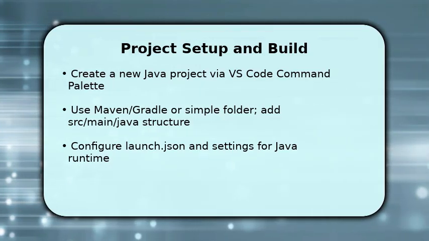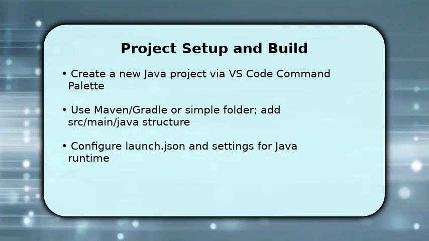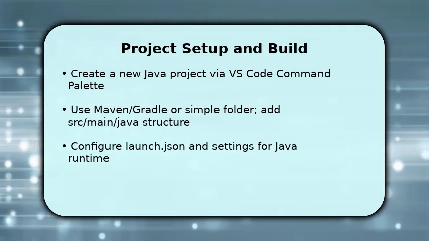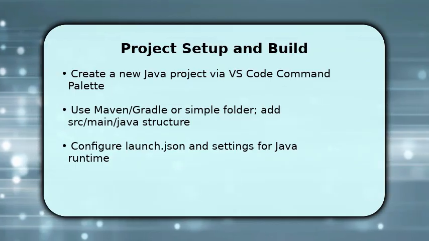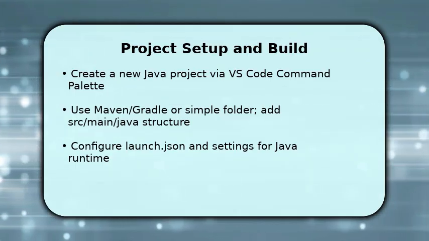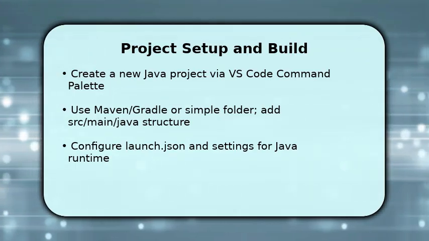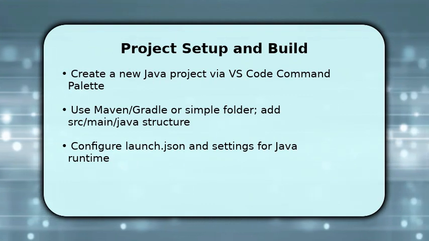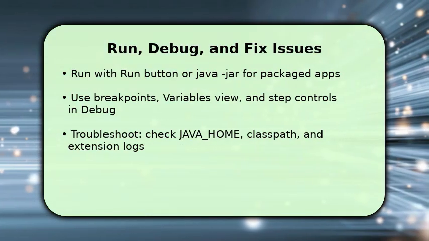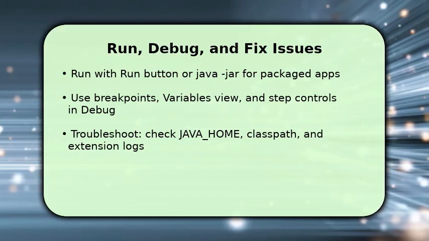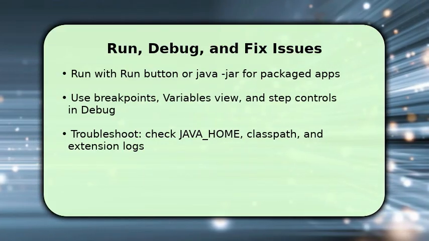Next, configure run and debug. Open the Run view and let VS Code generate launch.json, or create one specifying the main class and project name. After that, build with Maven/Gradle or javac to ensure class files. Finally, run your app using the Run button, or package and execute with java -jar for full runtime parity.